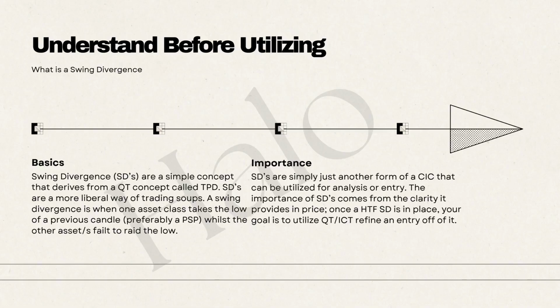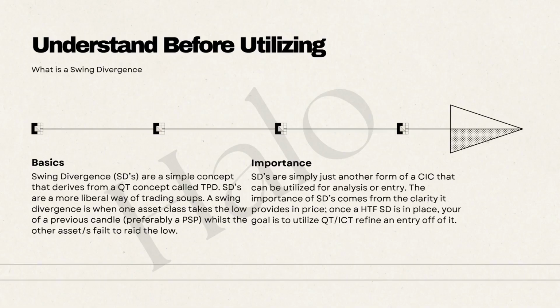So what exactly is a swing divergence, right? A swing divergence is when one asset class takes the high of the previous candle, preferably a PSB, it doesn't have to be one, whilst the other asset or assets fail to take the same high. So again, a swing divergence is basically a two bar. If you trade quarterly theory, you know exactly what I'm talking about. It's a two bar sequential, or a two bar SMT, not sequential. Ideally, it will have sequential at some time frame, and I'm going to explain that in a bit. But a two bar divergence that hopefully has sequential attached to it and hopefully soups a PSP, right?